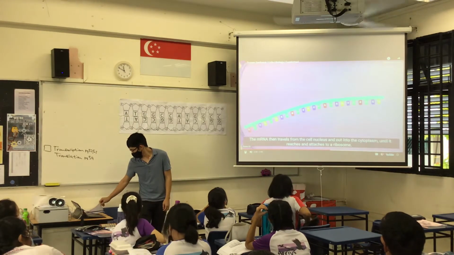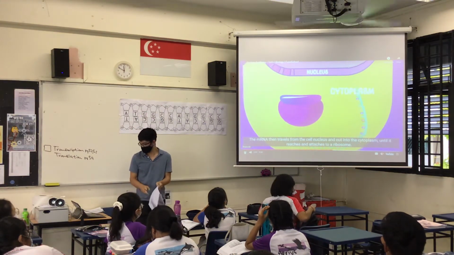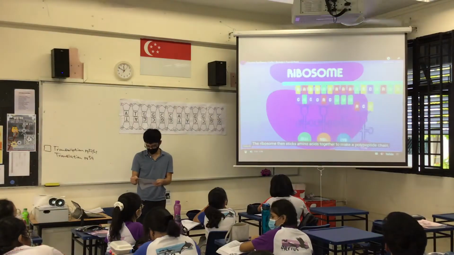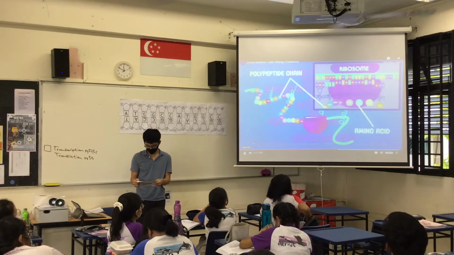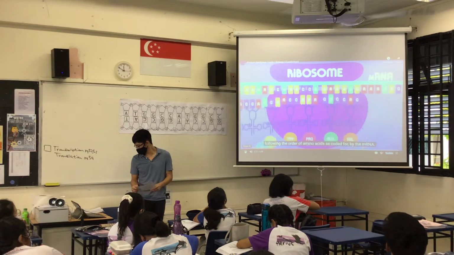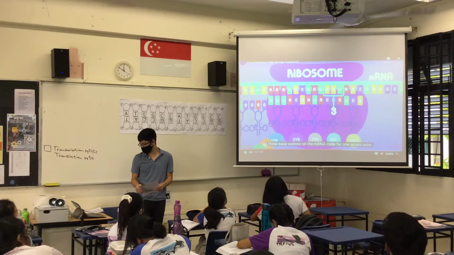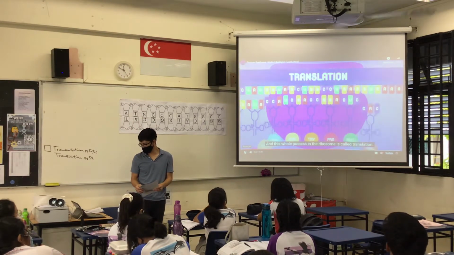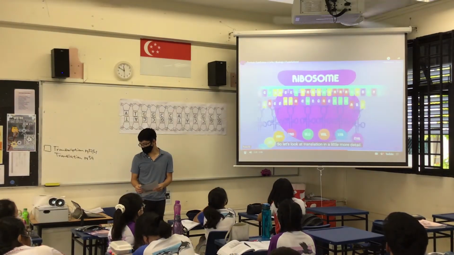The mRNA then travels from the cell nucleus and out into the cytoplasm until it reaches and attaches to a ribosome. The ribosome then sticks the amino acids together to make a polypeptide chain, following the order of amino acids as coded for by the mRNA. 3 base codons on the mRNA code for 1 amino acid, and this whole process in the ribosome is called translation. So let's look at translation in a little more detail.